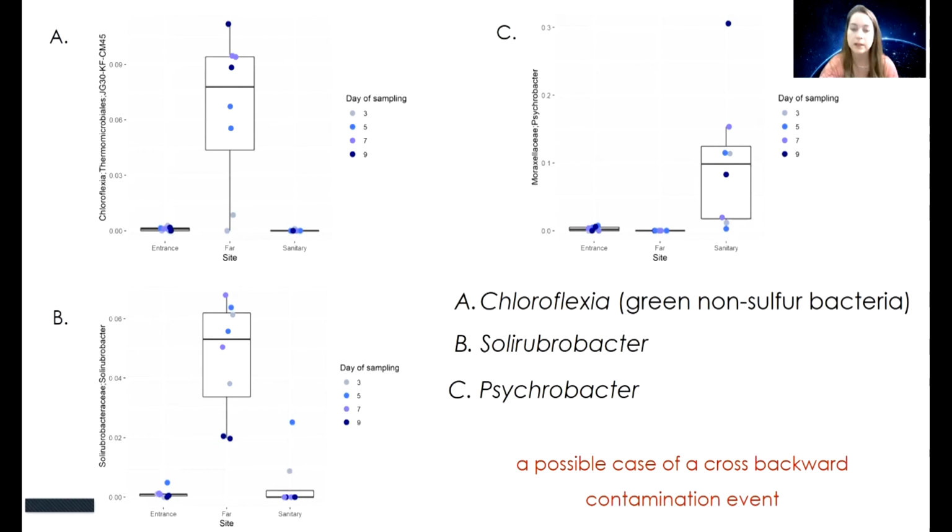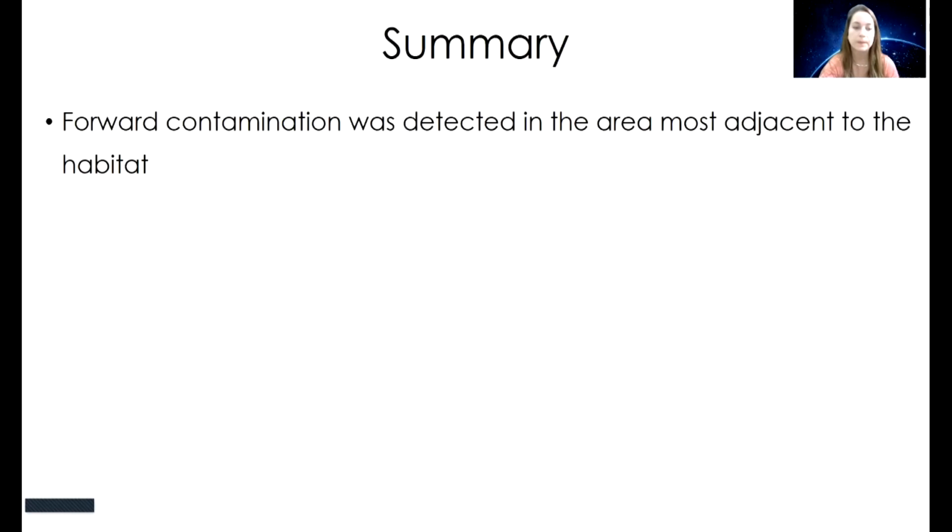Psychrobacter was present in sites F and A, far and entrance, with extremely low average relative abundance, and showed high relative abundance in the sanitary site, suggesting its source is not the local environment. We verified that what we see is not an environmental strain of Psychrobacter, and indeed we found that it's most likely to be human-associated.